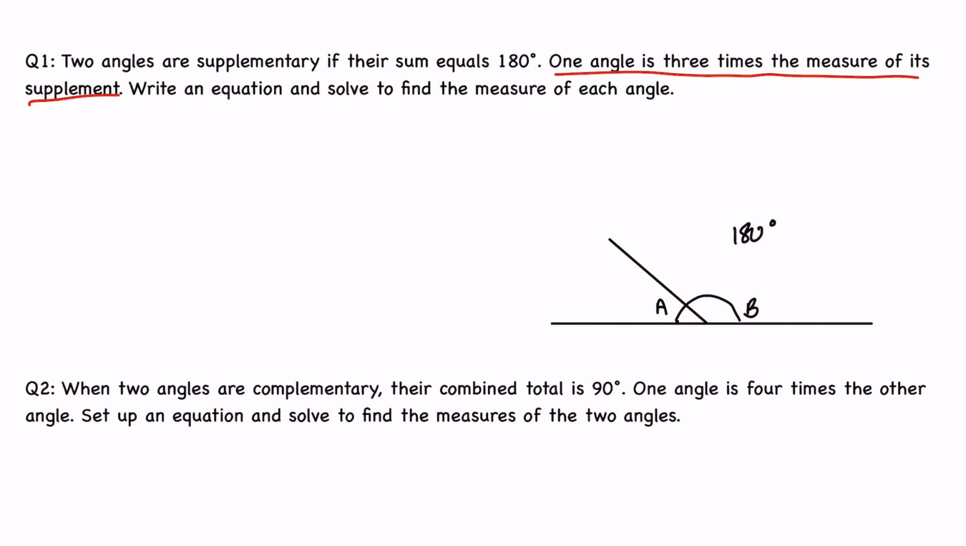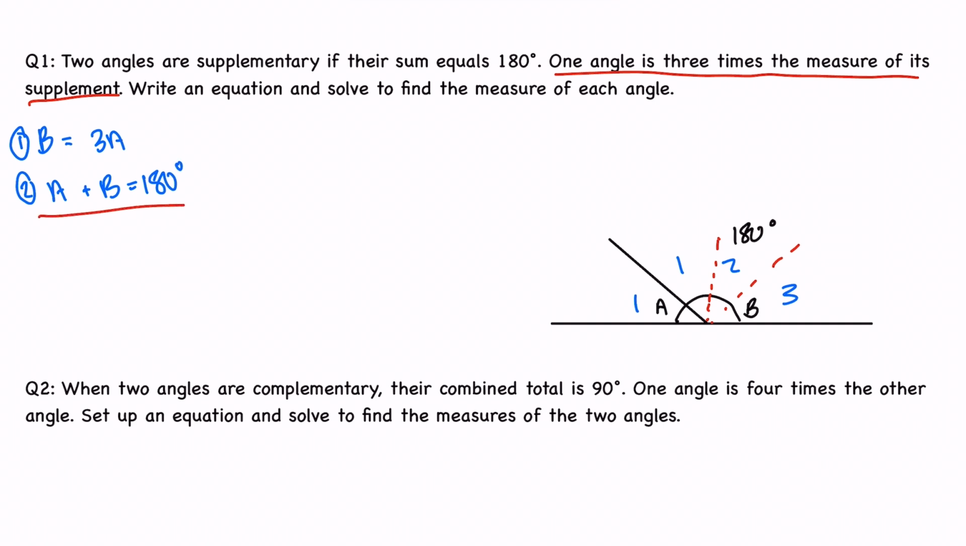So if one angle is 3 times the measure of its supplement, that means it is 3 times the size as the other angle. So I'm just going to write an equation to model this. So 1 B angle is equal to 3 A angles. And we've shown this here because 1 B angle is 3 times the size of just one of these A angles. So this can be our first equation. Now, we also know more information. We know that A plus B equals 180 degrees, so that can be our second equation.